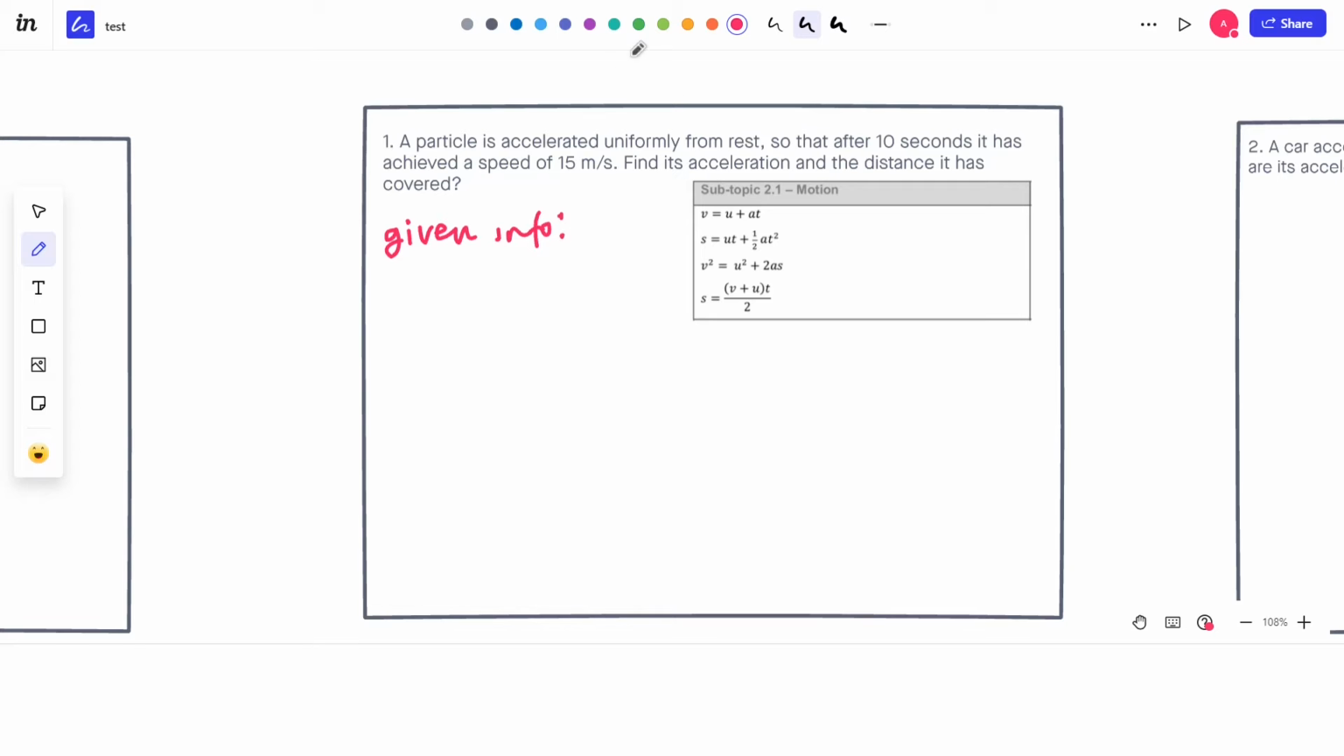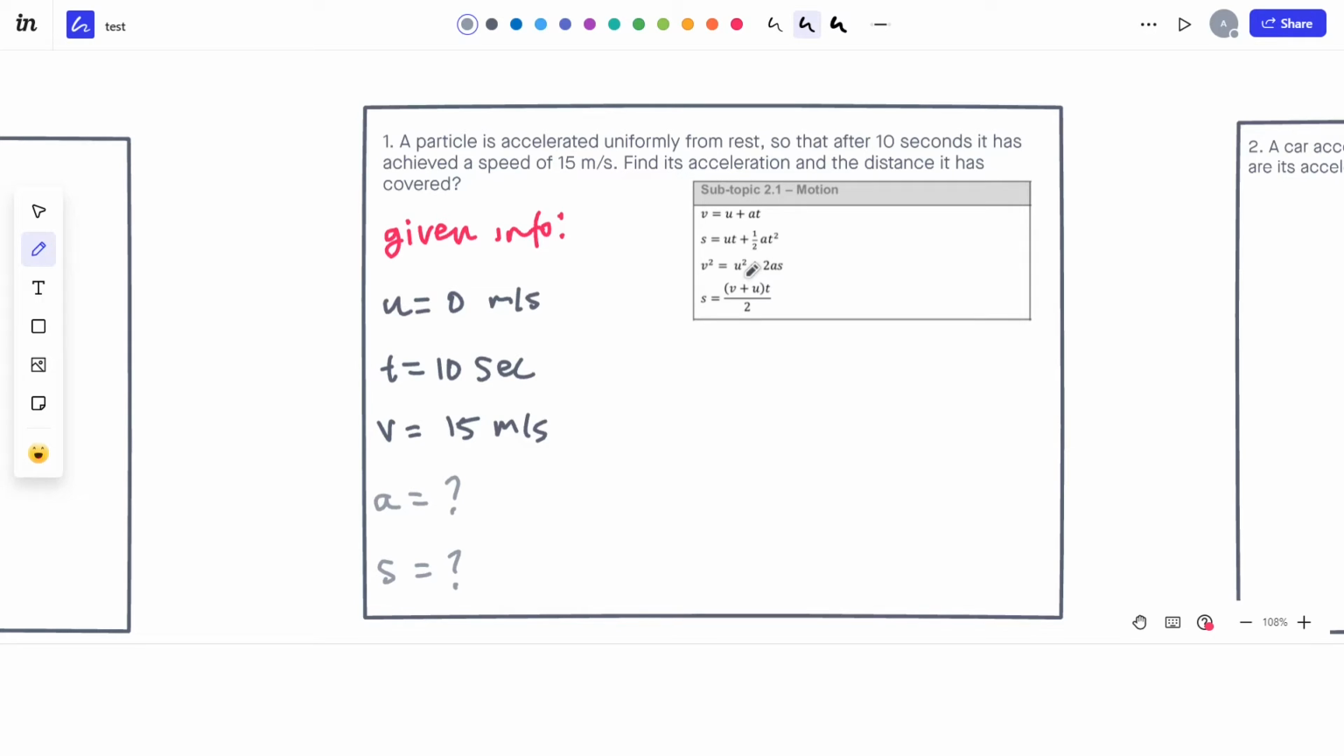So given information, we see that a particle is accelerated uniformly from rest. So initial speed is 0, so that after 10 seconds it has achieved a speed of 15 meters per second. So we know time is equal to 10 seconds, and final velocity is 15 meters per second. Find its acceleration and the distance it has covered. So our goal is to find A and S. So a well-rounded question overall.